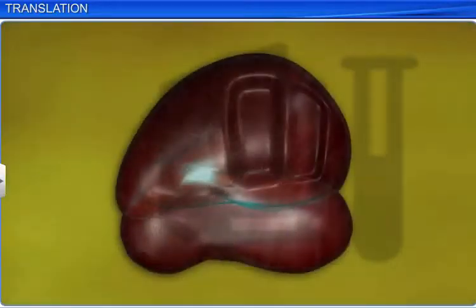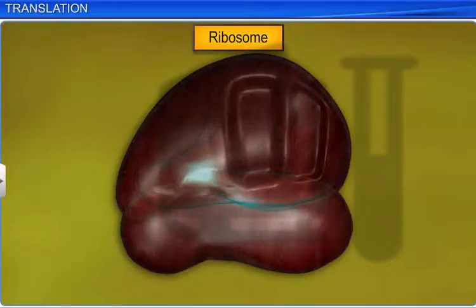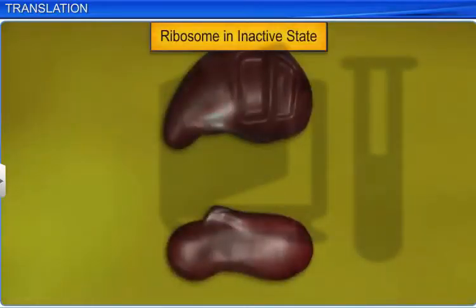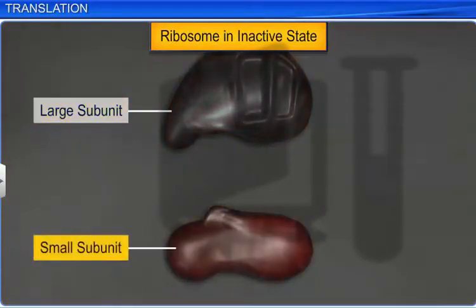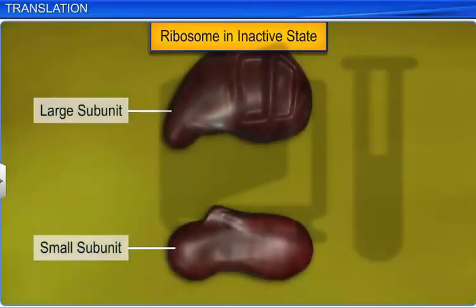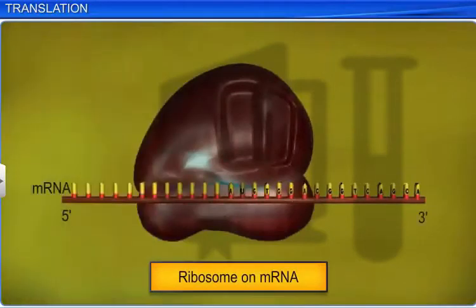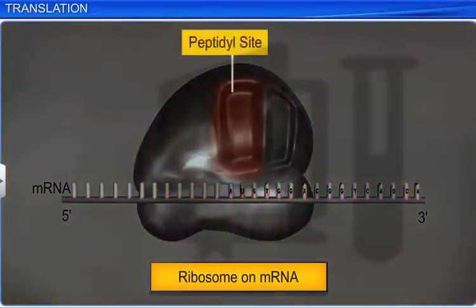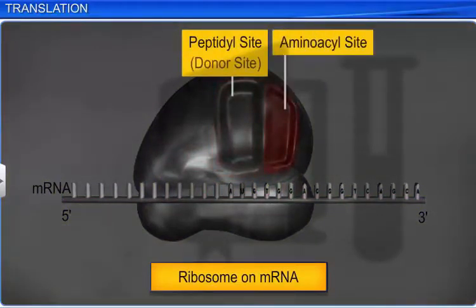Apart from tRNA, a ribosome is another component required for translation. It is made up of structural RNAs and about 80 different proteins. In the inactive state, a ribosome consists of two subunits, a large subunit and a small subunit. The large subunit consists of two sites, the P or peptidyl site, also called the donor site, and the A or amino acyl site, also called the acceptor site.